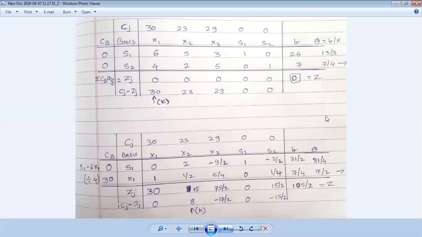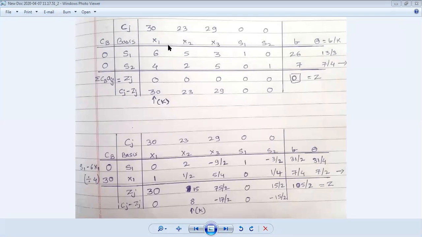Now you try to represent it in a tabular form. The structure of the table is like this. The very first column is CB, I'll explain it later. The first row is called CJ, and the second row is the base. The second row is the variables that are there in the problem.